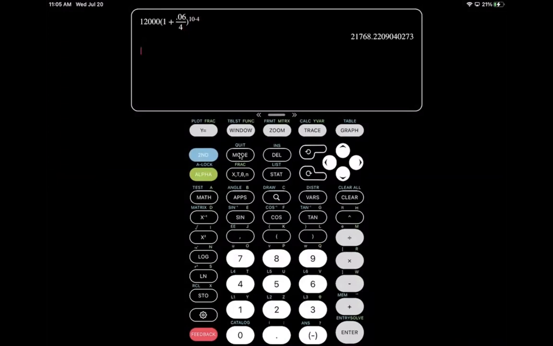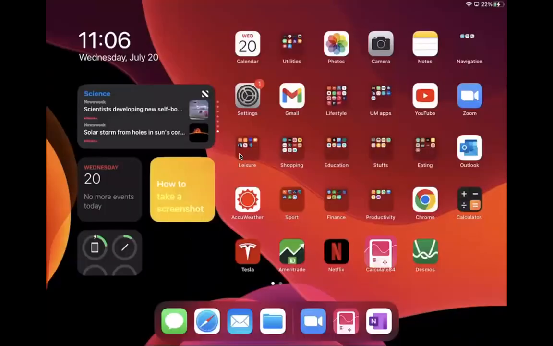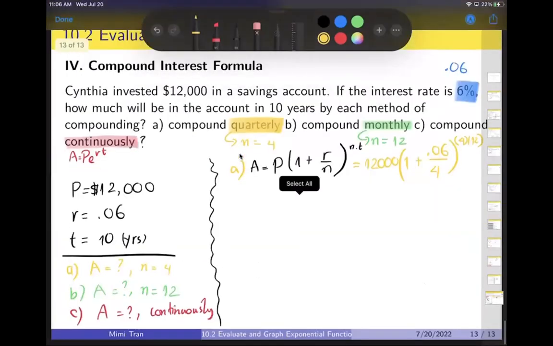So in 10 years, you're going to make 21,768 and roughly 22 cents. We're going to round it to the nearest cent. So 21,768.22. Of course, it's US dollars.